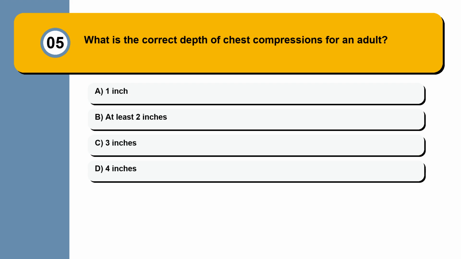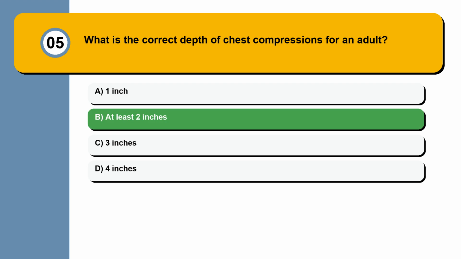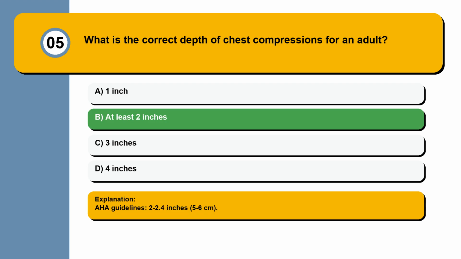Question 5. What is the correct depth of chest compressions for an adult? 1 inch, at least 2 inches, 3 inches, or 4 inches? AHA guidelines: 2 to 2.4 inches, 5 to 6 centimeters.